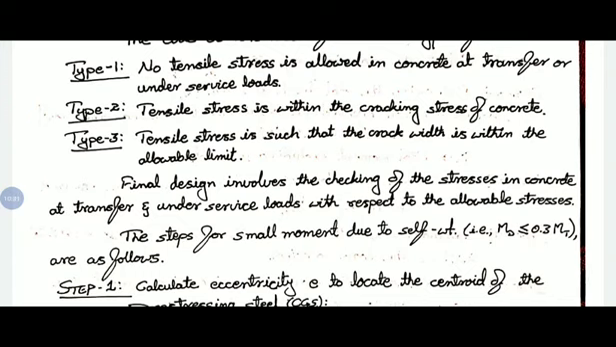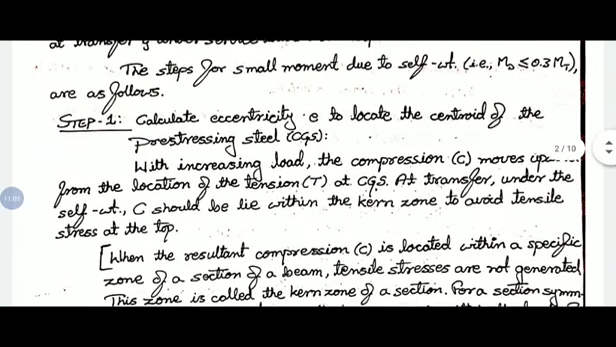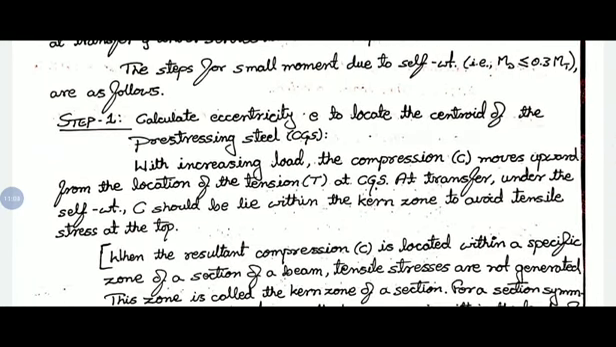First we consider the condition that the moment due to dead load is less than or equal to 30% of the moment due to total load: MD is less than or equal to 0.3 times MT, the total moment. Step 1: calculate eccentricity e to locate the centroid of the pre-stressing steel. Further on, wherever I use CGS, it is the centroid of the steel, and wherever I use CGC, it is the centroid of the concrete section. Remember this.